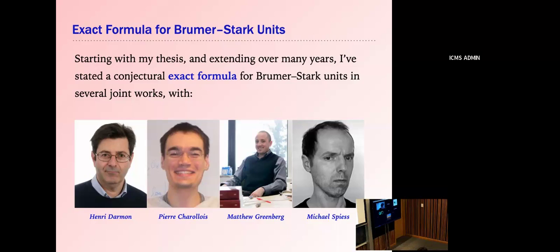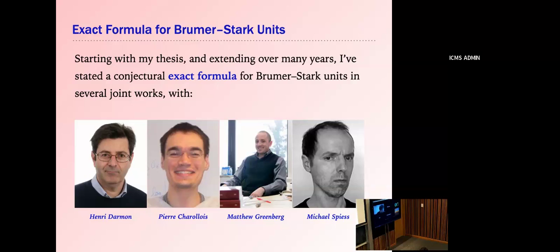And so by replacing, in that construction, the cusp forms that were appearing in Darmon's construction with an Eisenstein series, in my thesis I came up with a conjectural formula for the Brumer-Stark unit in the specific case where the ground field is a real quadratic field and the prime P is an inert prime from Q.